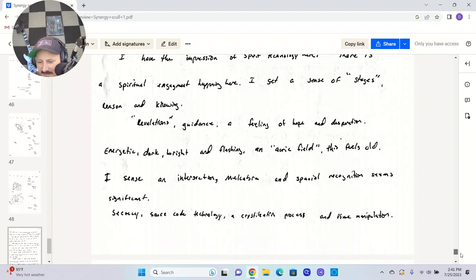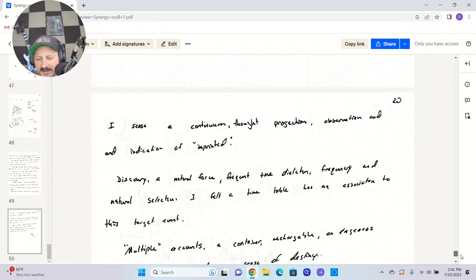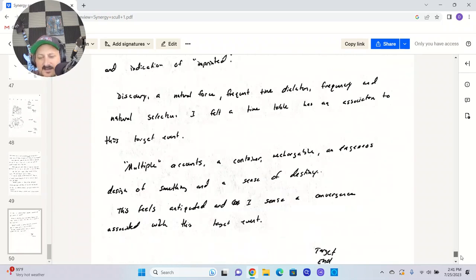Secrecy, source code technology, a crystallization process, and time manipulation. I sense a continuum, thought projection, observation, and indication of imprinted. Discovery, a natural force, frequent time dilation, frequency, and natural selection. I felt a timetable has an association to this target event. Multiple accounts, a container, rechargeable, an ingenious design of something, and a sense of destiny. This feels antiquated, and I sense a convergence associated with this target event.